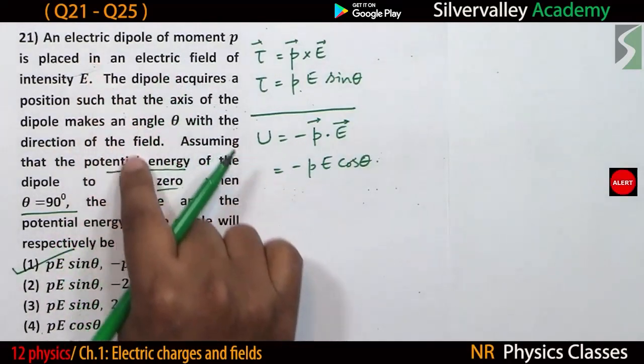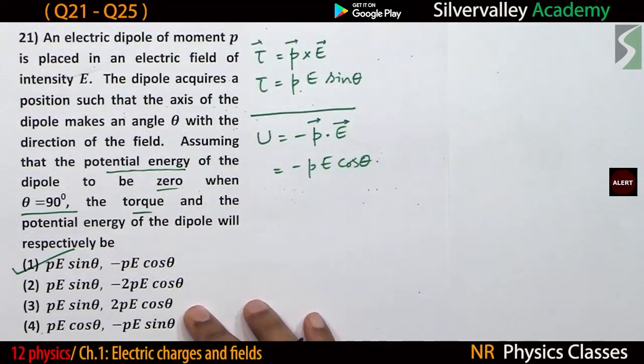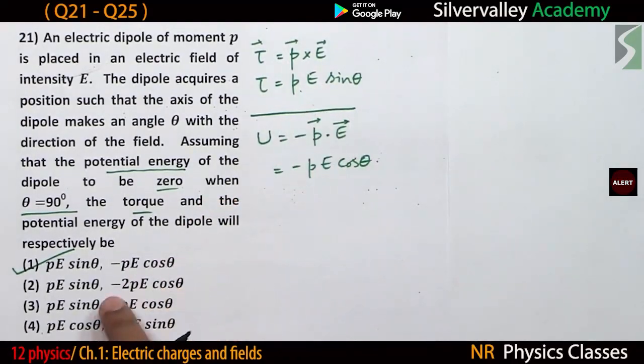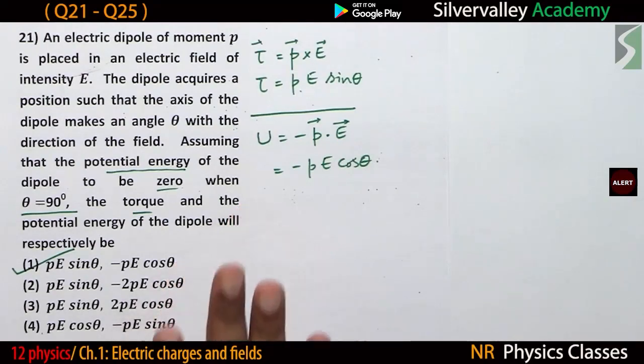Students, understand the trap here. There are so many lines and you have to identify two equations. So that takes time, but it is actually a simple question.